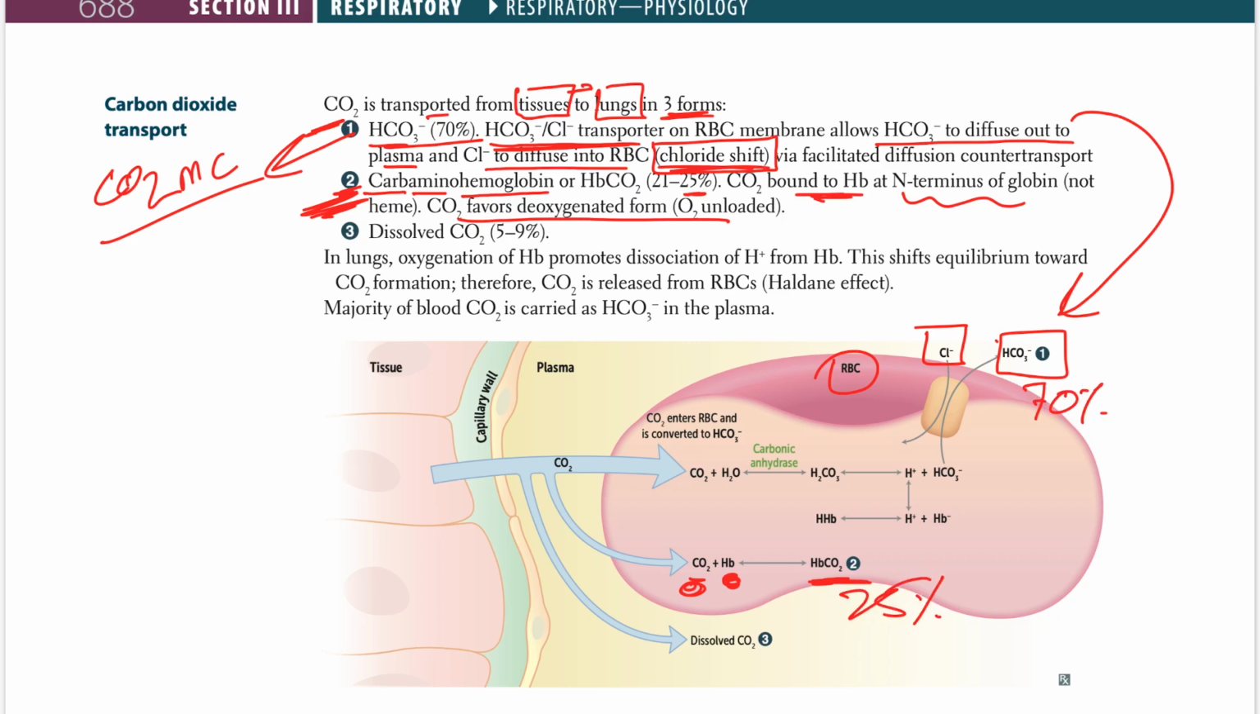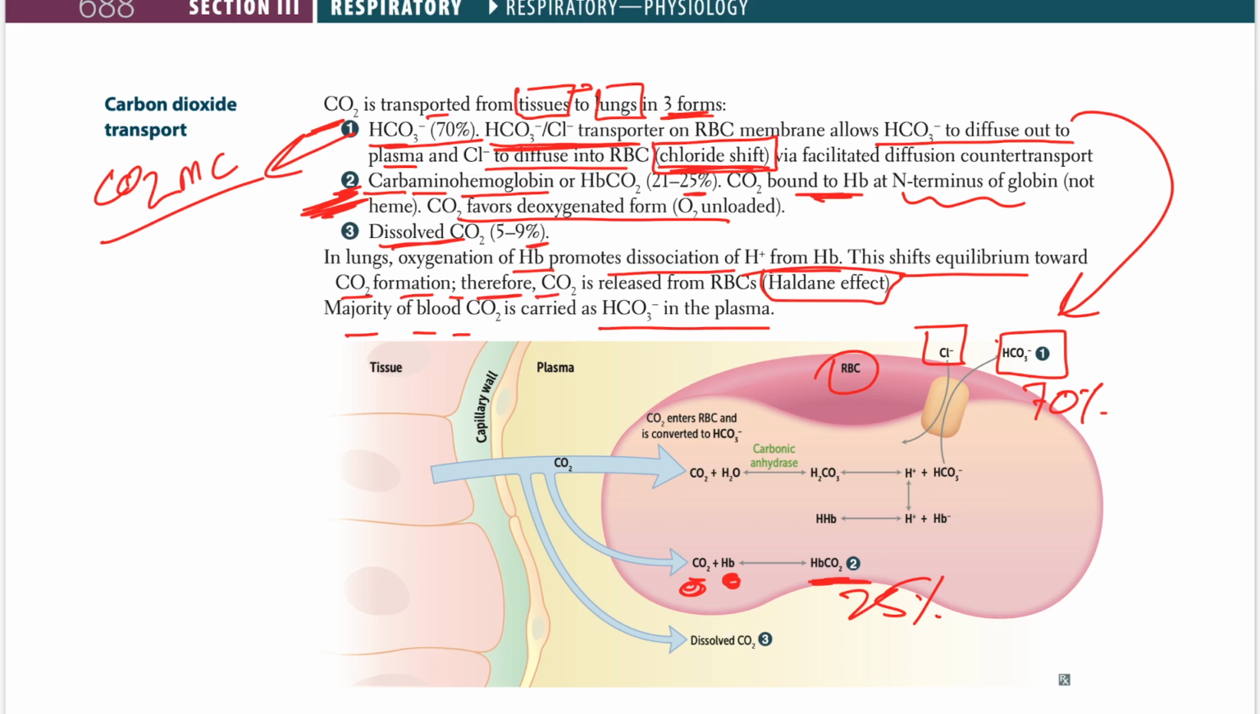So now we're left with the remaining, and we will see how that goes. That is just dissolved within plasma. It's that 9%. So in lungs, oxygenation of hemoglobin promotes dissociation of hydrogen ions from hemoglobin. This shifts the equilibrium toward CO2 formation. Therefore, CO2 is released from the RBC, which is known as the Haldane effect. So the majority of the blood CO2 is carried as bicarb in the plasma.